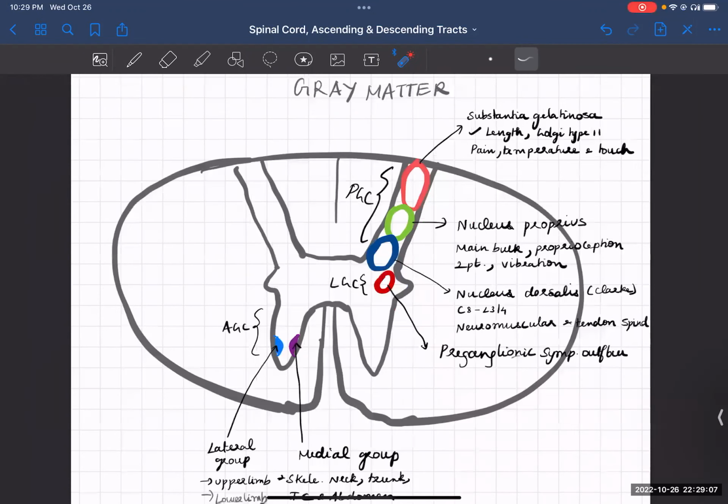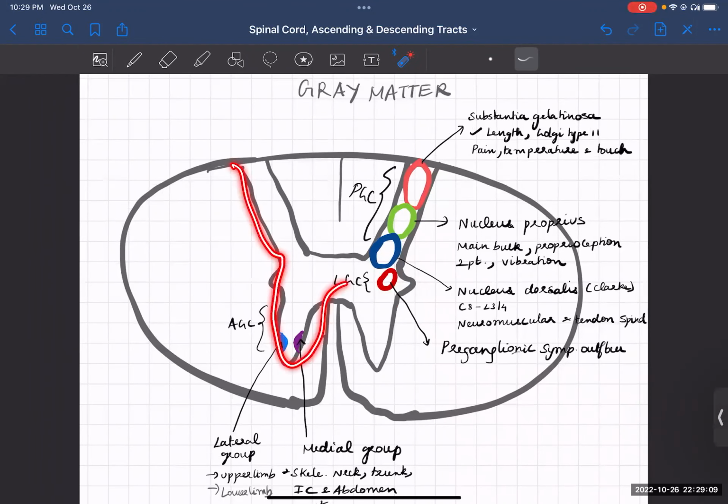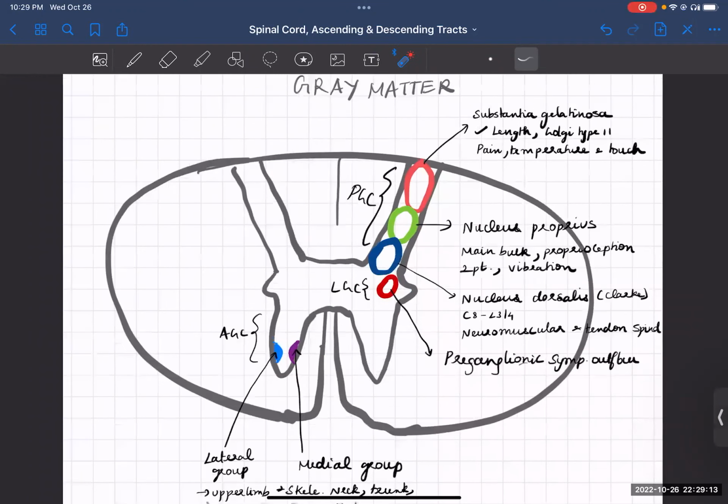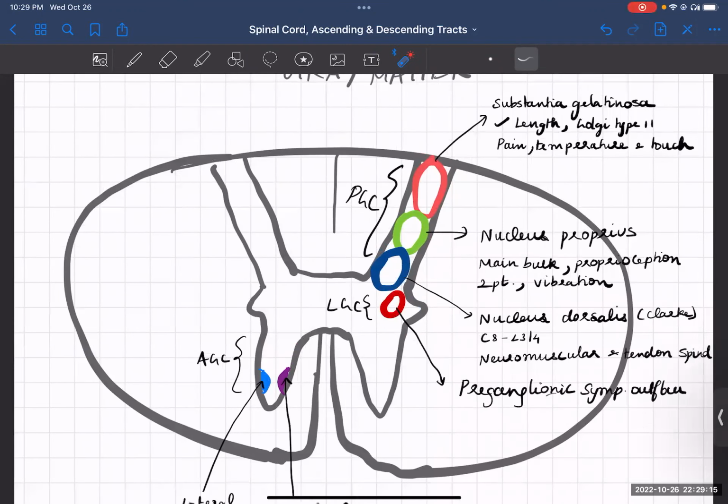The gray matter in the spinal cord looks like an H, a horn-shaped structure, and this horn-shaped structure has three horns. The first one is your anterior horn, lateral horn, and then your posterior horn. Or you can call them anterior gray column, AGC, lateral gray column, LGC, and posterior gray column, PGC. Now, in these gray columns, there are certain nuclei present.